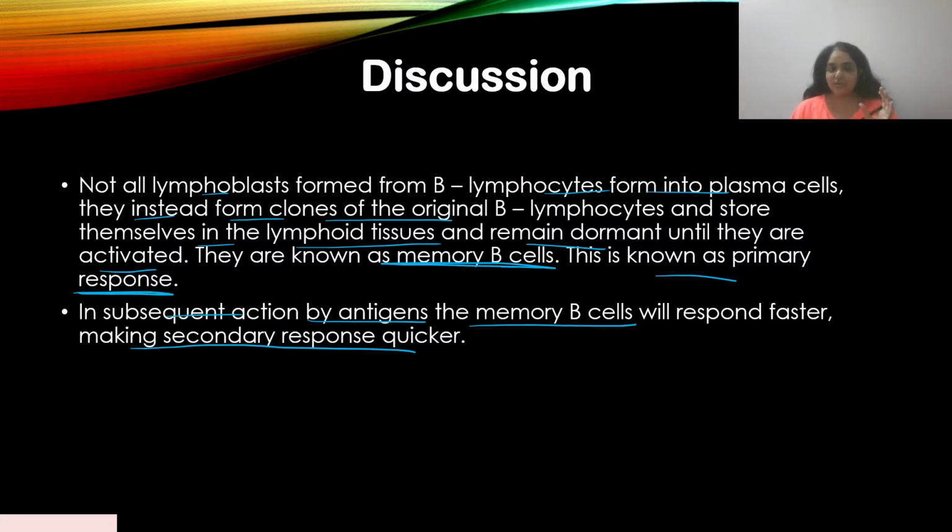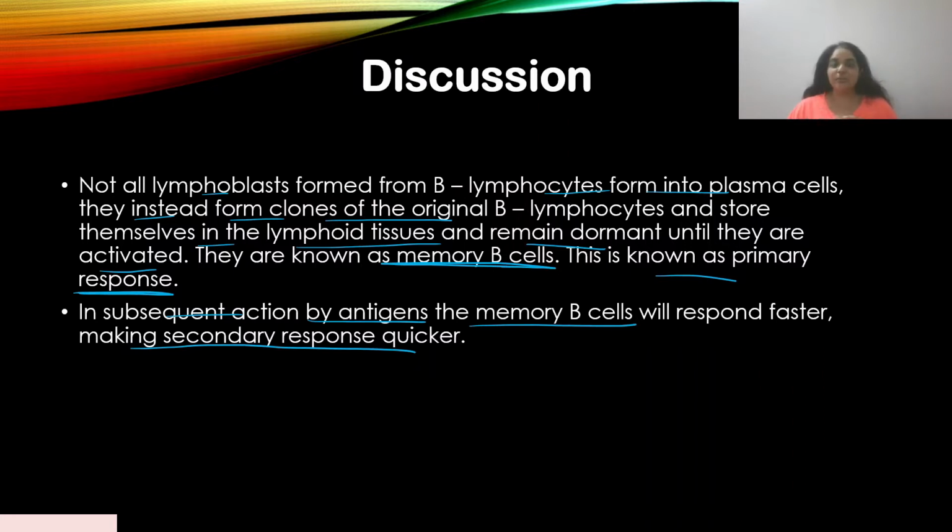This is important to understand because it is also mentioned in NCERT. The primary response is slow and less effective, but the secondary response becomes faster. Why? Because memory B cells are produced. Initially, there were clones of B lymphocytes. Some of them reacted against the particular antigen and did their job, producing antibodies. But the remaining became memory B cells and remembered that particular antigen.